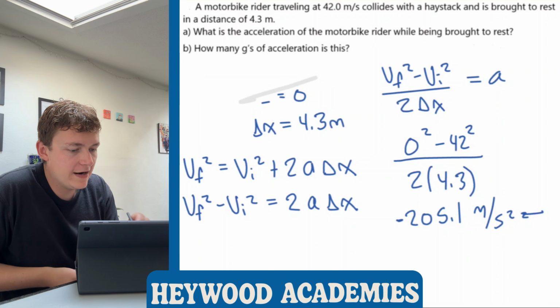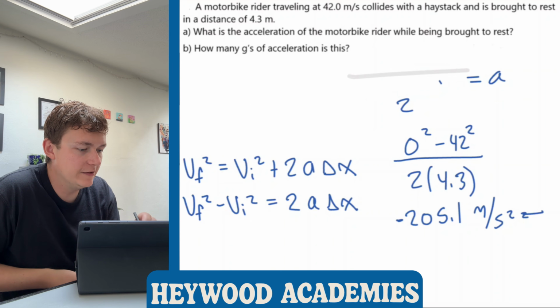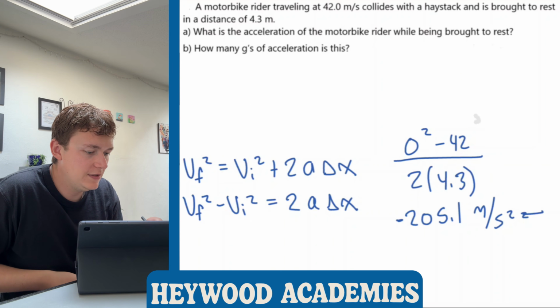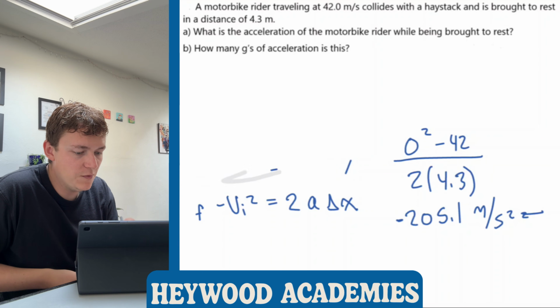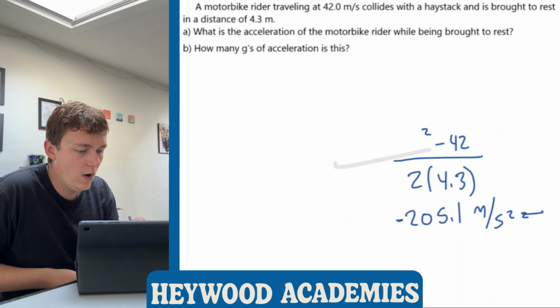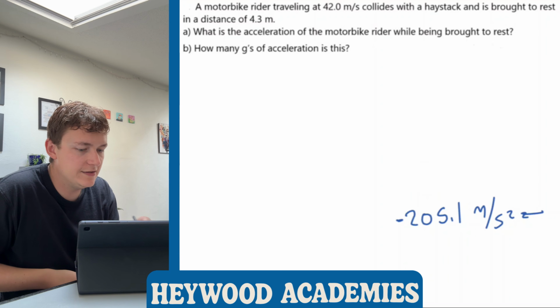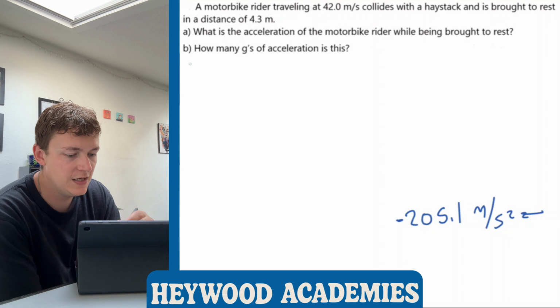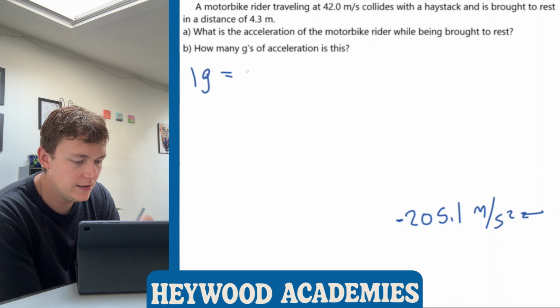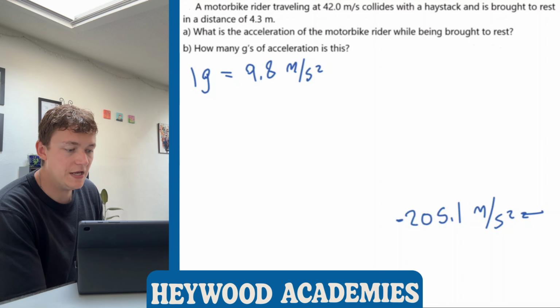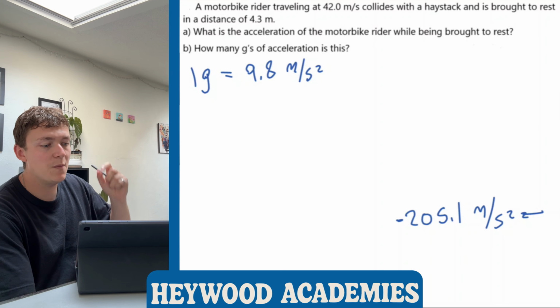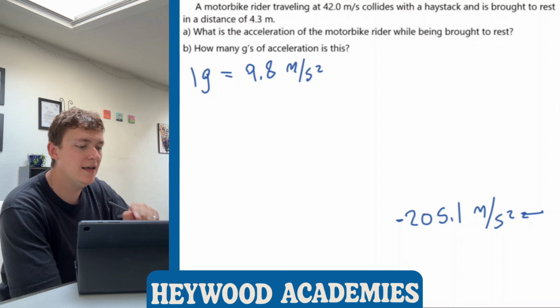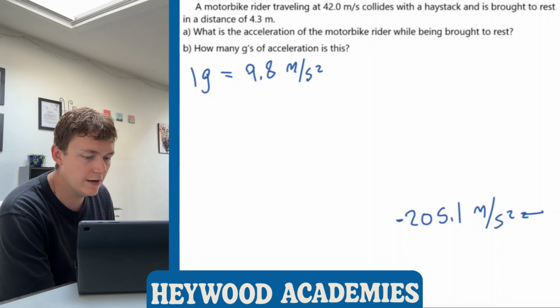For part B, they're asking us how many g's of acceleration that is. This is kind of a weird term, but basically 1 g of acceleration is the normal acceleration that we would feel on Earth's surface. So 1 g is equal to 9.8 meters per second squared of acceleration. So we just want to figure out how many multiples of 9.8 this number that we just got is.